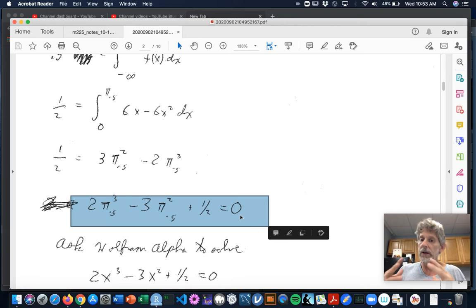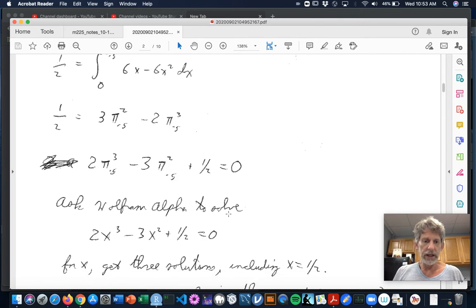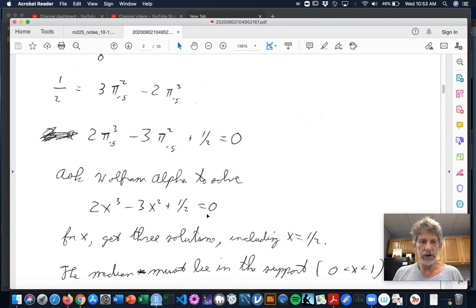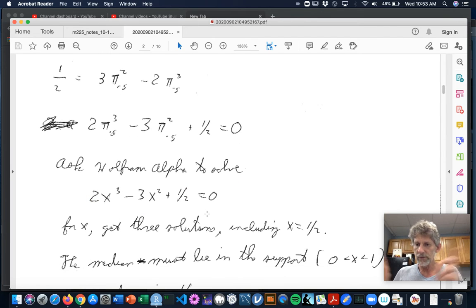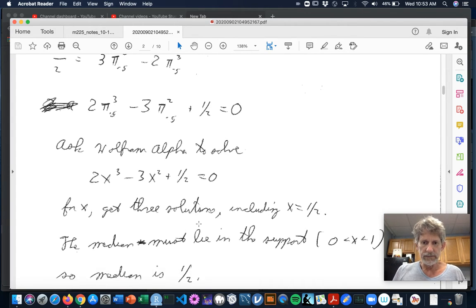So here is a big slog of a computation, okay? Now you could go to Wolfram Alpha or something and ask it to solve this for x, and you'll get 3 solutions. And I think one of them is negative, and another one's bigger than 1. There's only one of them, namely 1/2, that is in between 0 and 1. And we know the median is going to have to be somewhere in between 0 and 1 because it's got to deal with the support.